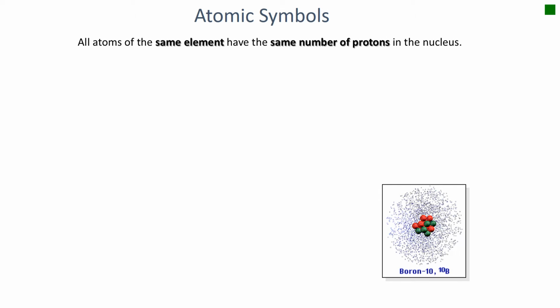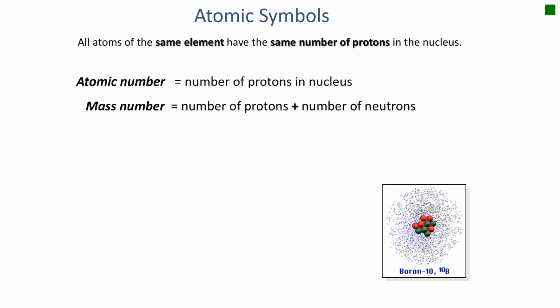So all atoms of the same element have the same number of protons in the nucleus. And your atomic number represents the number of protons in the nucleus. Versus your mass number, which is the number of protons plus the number of neutrons. So your atomic number plus the number of neutrons equals the mass number. And we did that on the last slide by subtracting to get the number of neutrons.